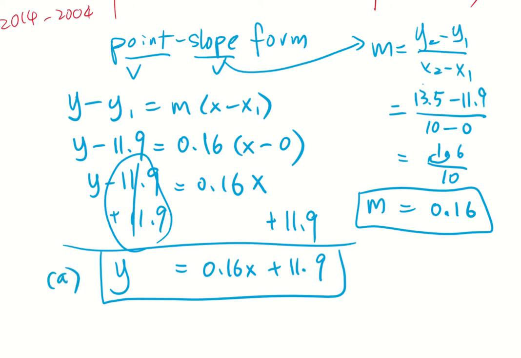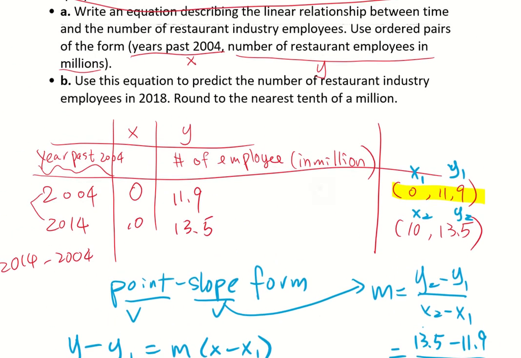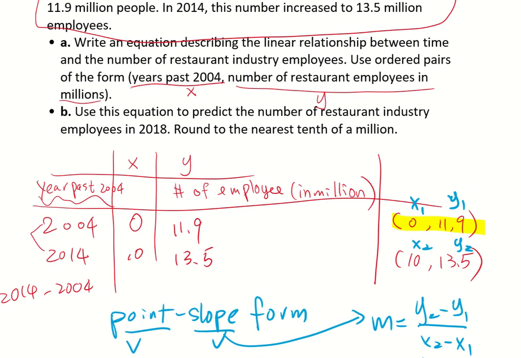Okay, now let's look at part B. What is B asking? Use this equation to predict the number of restaurant industry employees in 2018. Okay, so basically we're given an x. This is not directly the x, but from 2018 we can find the x. We're trying to find the y. Basically we're given some x value, we're trying to find the y value. We know the equation already.